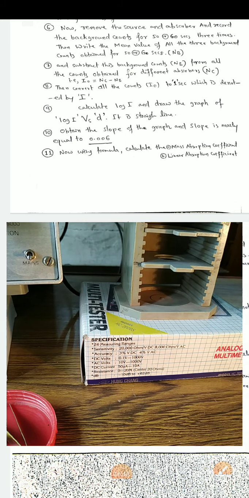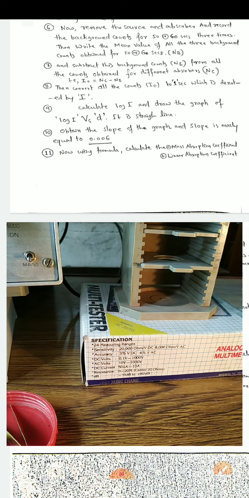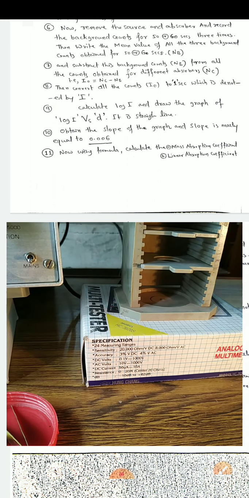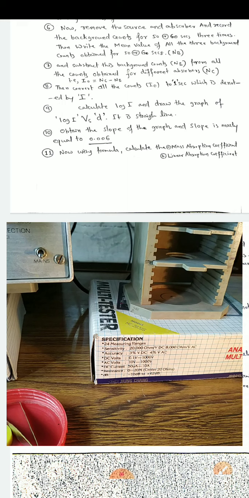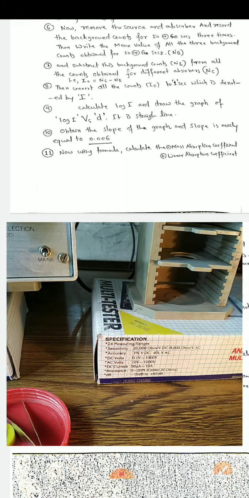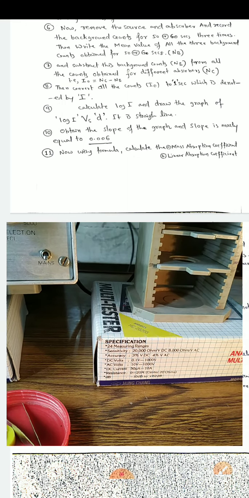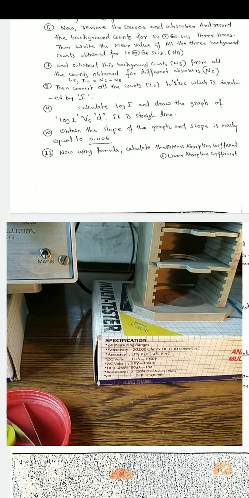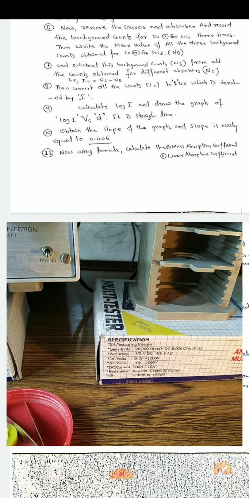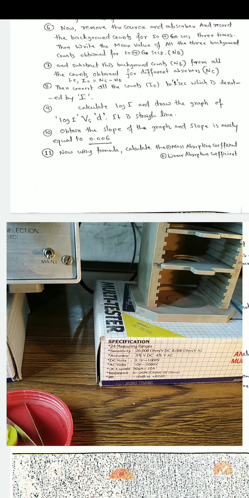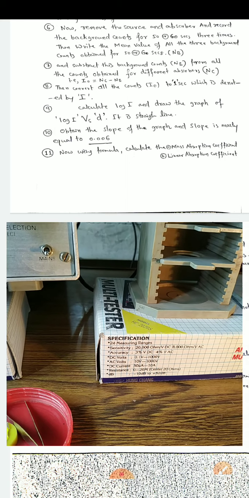The eighth procedure is to convert all the counts, I naught, to 1 second, which is denoted by capital I. The ninth one is to calculate log I and draw the graph of log I versus D, the thickness of the absorber. It will give a straight line. And the 10th one is to obtain the slope of the graph, and the slope is nearly equal to 0.006.